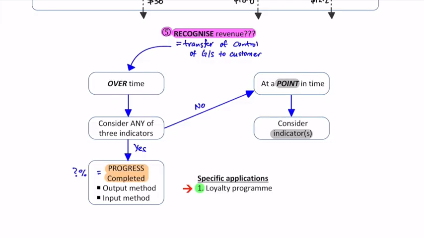The first factor we consider is loyalty program. For example, when the customer pays $1, with the $1 spent, the customer earns 1 point. The customer can use the points they earn to redeem future goods and services. The issue is, does this represent a material right to the customer?